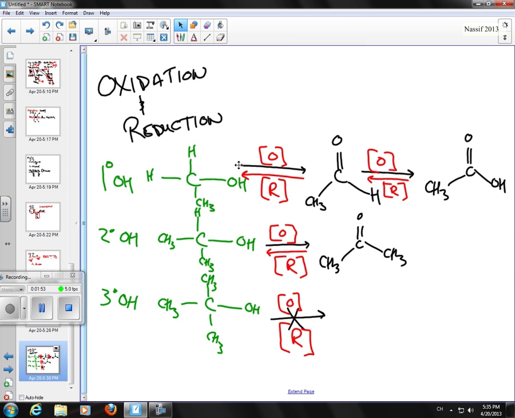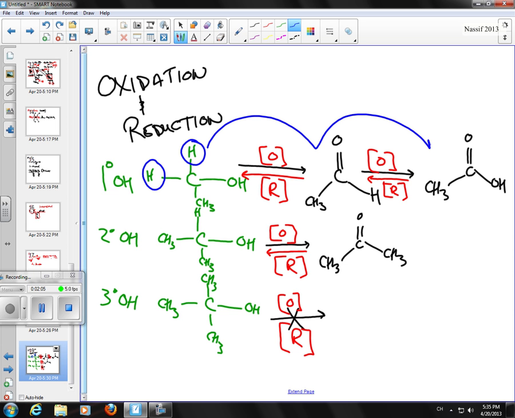Now let's see if we can find any patterns. Looking at this primary alcohol, we see that there are two hydrogens attached to the central carbon. This signifies the two steps of oxidation that can occur. The secondary alcohol has one hydrogen, signifying the one step of oxidation that can occur. There are no hydrogens attached to this central carbon here, which is why no oxidation can occur.